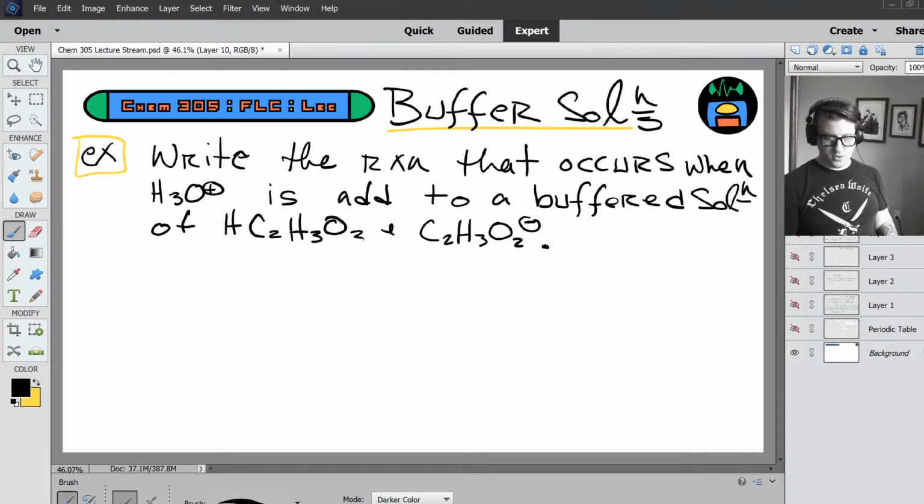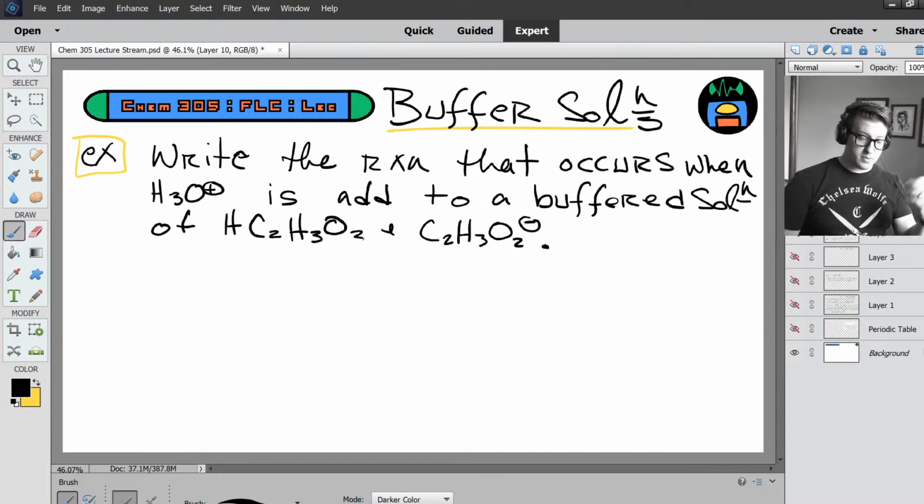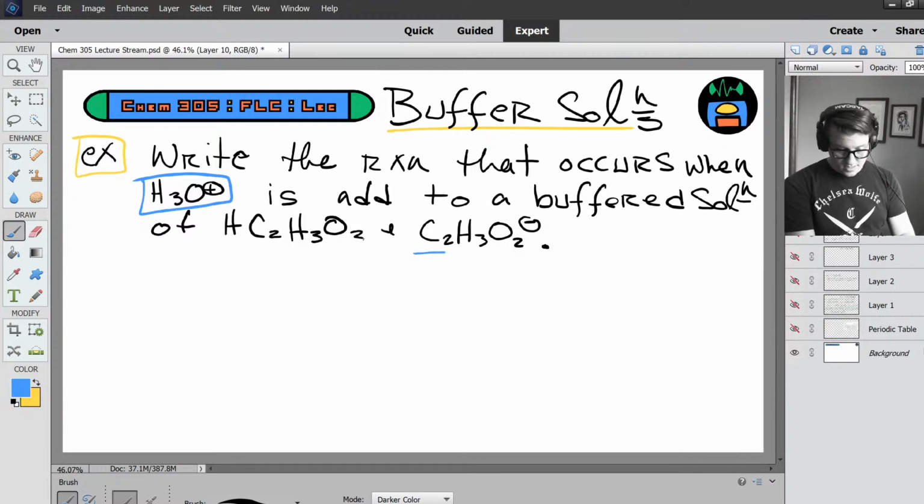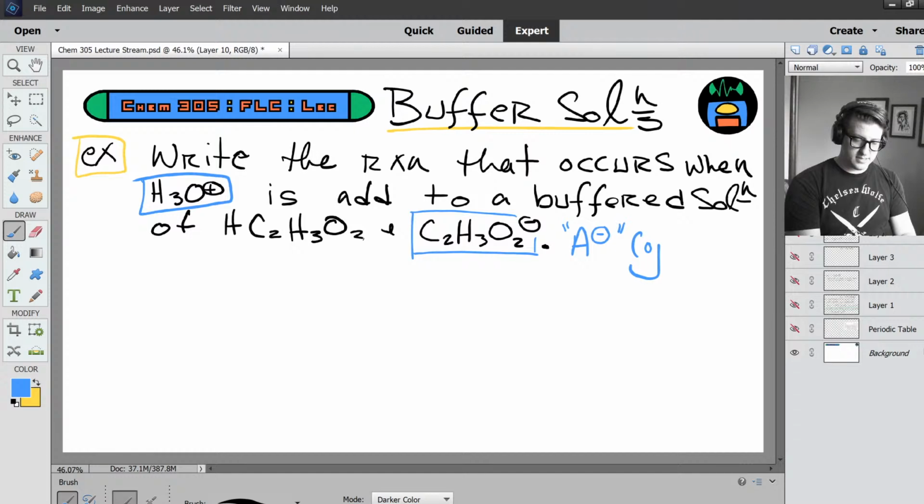All right, so one of the things you have to do when you're solving these problems is identify, okay, we are reacting with an acid, and which component is it going to react with? It's obviously an acid, so it will react with the A minus, right, which is the conjugate base.